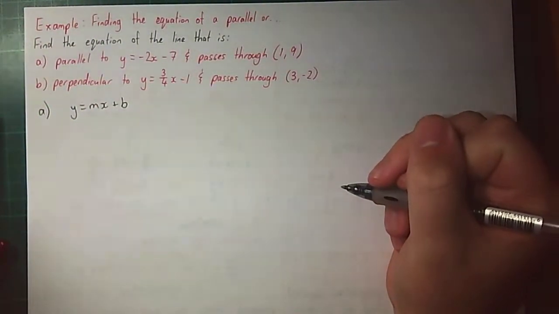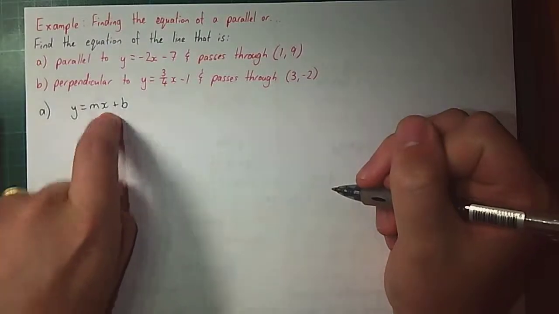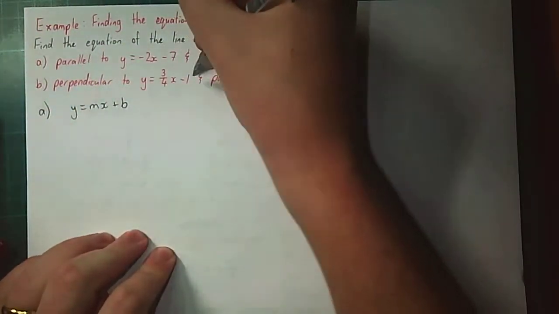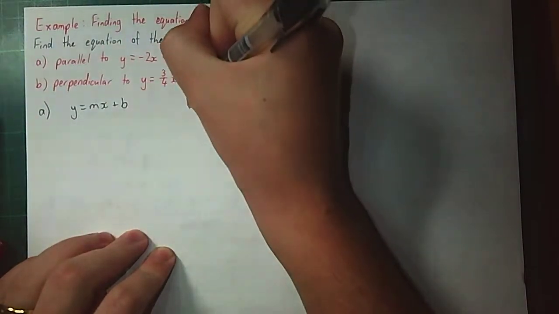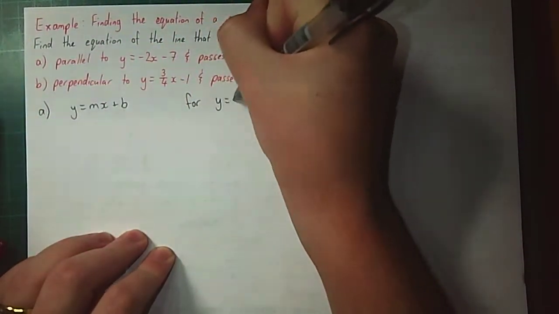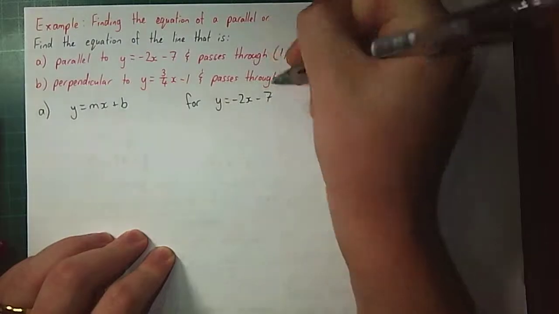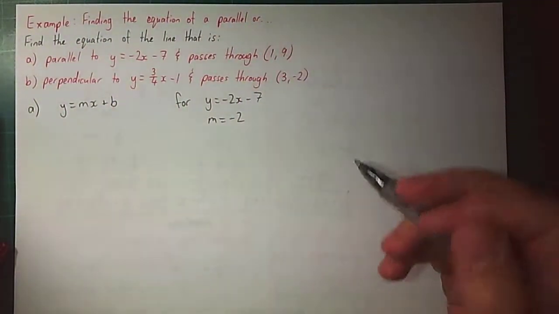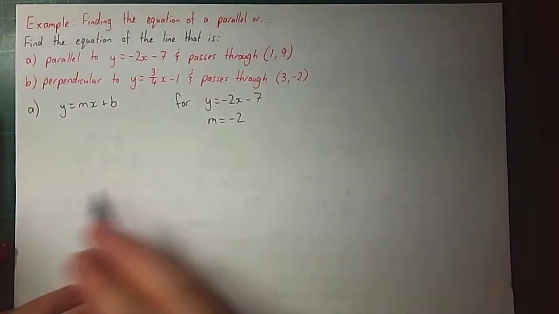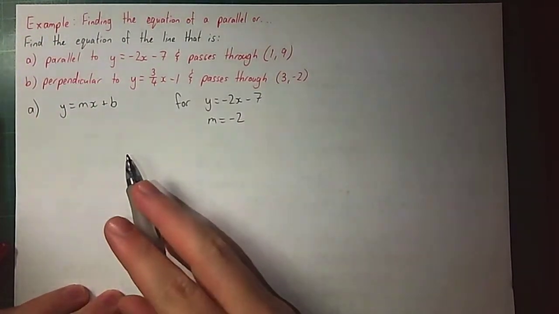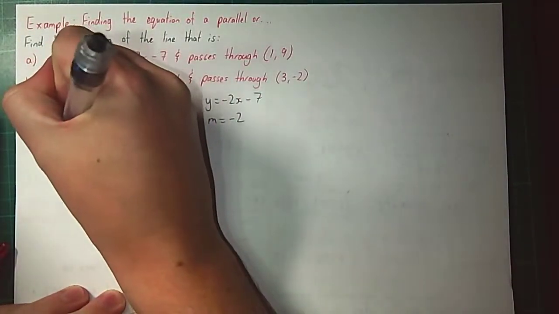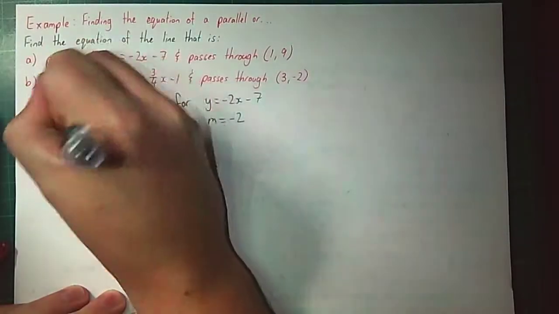Okay, and we know that it needs to be parallel to this line. So for this line, we can say that m is minus 2. So for our equation, we need to make sure that the gradient is negative 2. So that means that we know that y equals negative 2x.